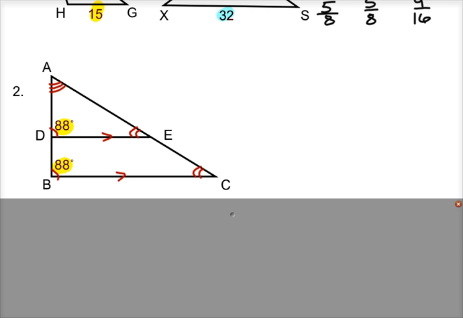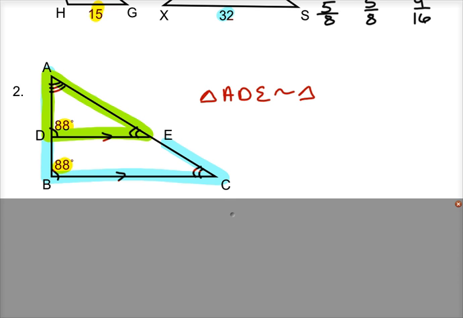One of the triangles is going to be triangle ADE, and it's going to be similar to triangle ABC. And the reason for that was angle-angle similarity.